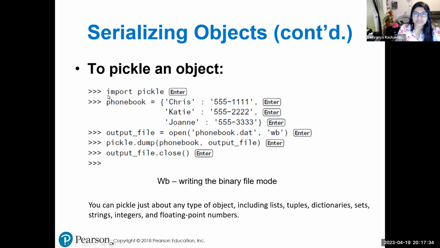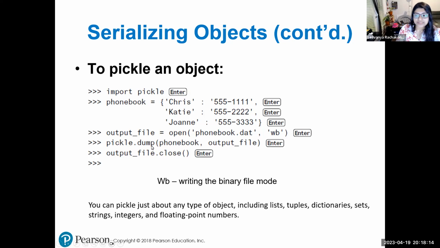Here is your first statement, that is importing pickle. Next, here is our phone book, which is our dictionary, with Chris, Katie, and Joanne and their key and value pairs. Now, in the output file, which is my variable, I'm opening a file phonebook.dat, that is the file name, comma wb, which is write binary. And after this, I'm going to use the dump function, that is phonebook comma output file, and then output file dot close.